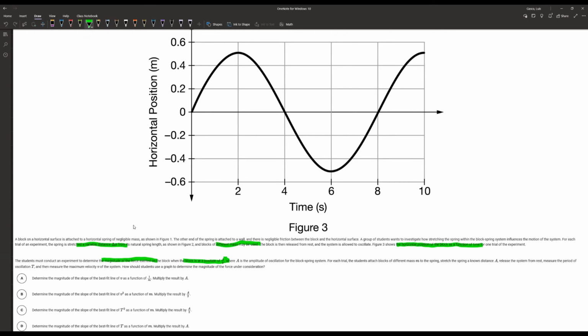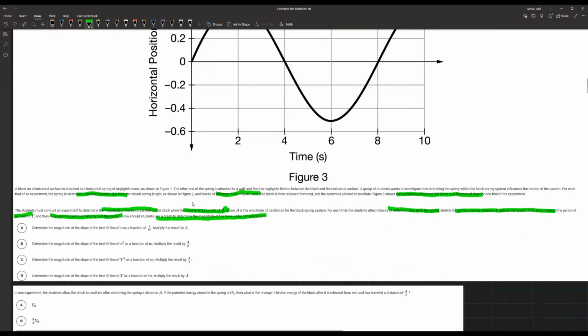For each trial, the students attach blocks of different mass m to the spring and stretch the spring a known distance A, release from rest and measure the period of oscillation, and then measure the maximum velocity of the system. How should students use a graph to determine the magnitude of the force under consideration?